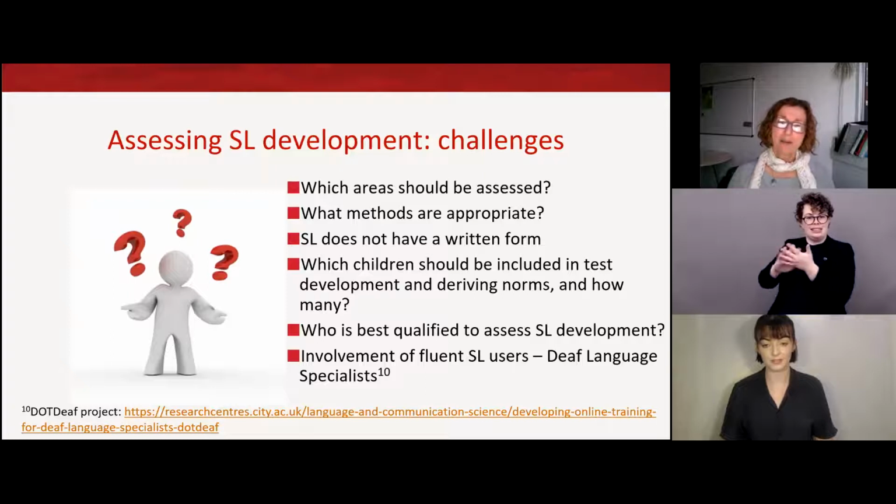But for this group, there isn't a traditional training route, if you like, to become a deaf language specialist. So our .deaf project has started to develop that sort of training. So if you haven't come across it, please do take a look.